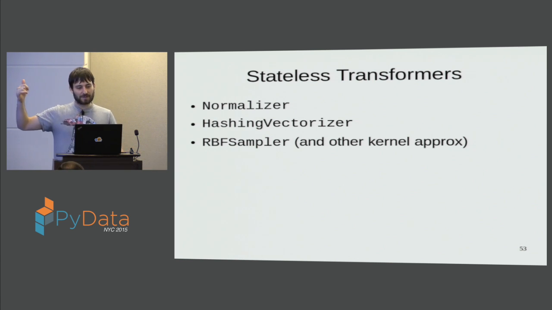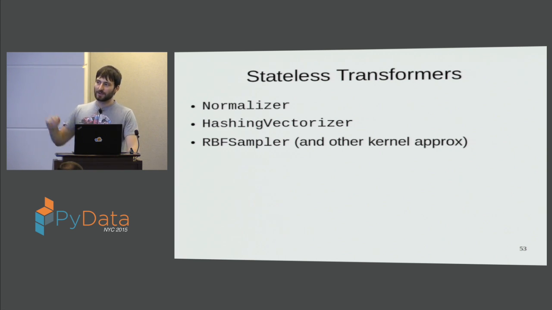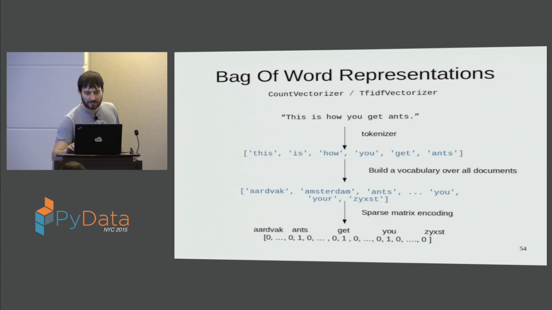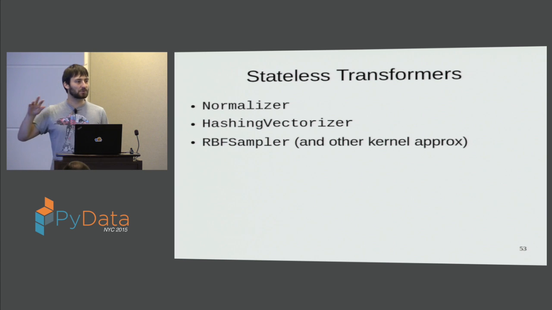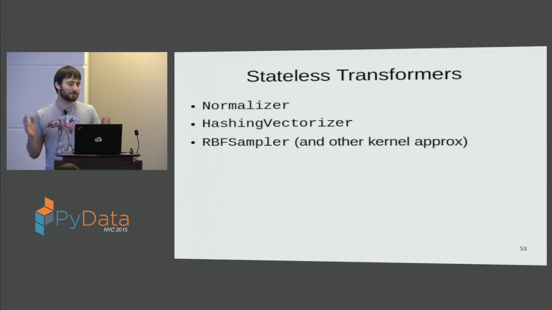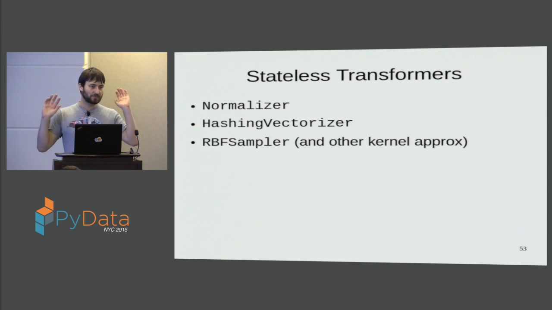So you can, for example, use a normalizer for scaling your data that just makes every vector unit length. You can use the hashing vectorizer. Actually, I'm going to explain it in the next slide. It's an alternative to a bag of words that doesn't need to store the dictionary. So it's a way to do online learning on text, or the RBF sampler, which is a way to do kernel approximation, which allows you to do kernel SVMs on an infinite number of data points.